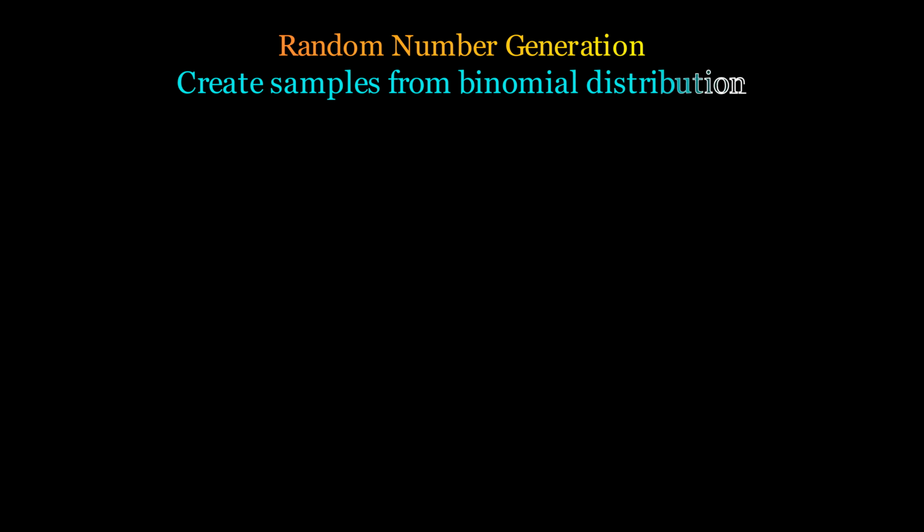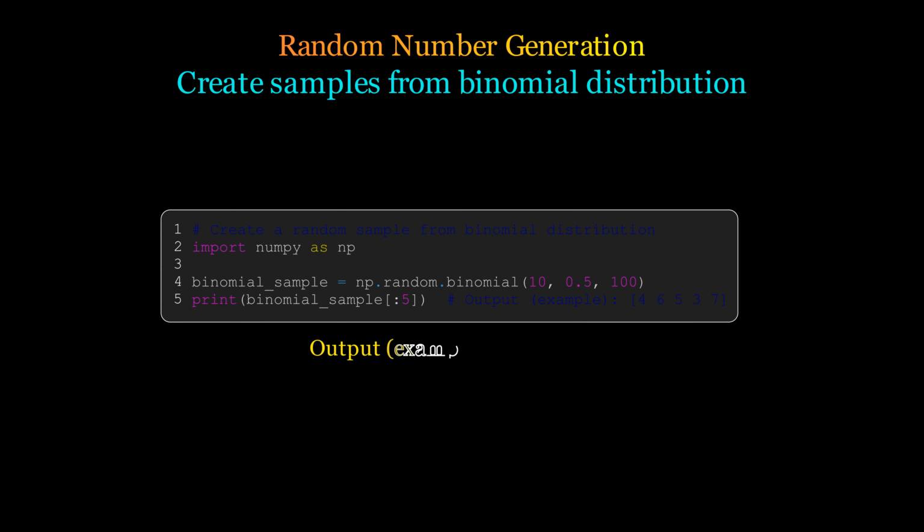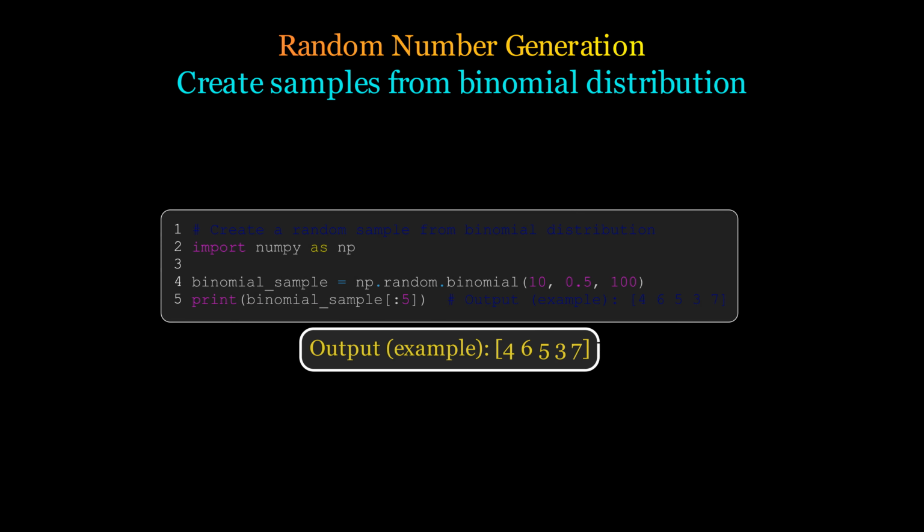Finally, we sample from a binomial distribution representing 10 trials with success probability 0.5. This models events like coin flips. Each output number represents successes in 10 trials. We generate 100 such samples but show only the first 5. Binomial distributions are fundamental in probability theory and hypothesis testing.